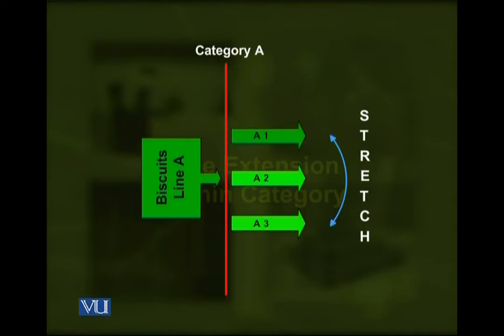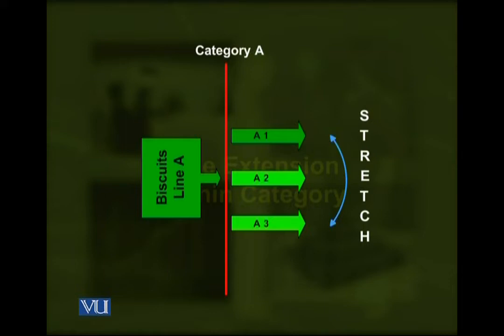This is a manufacturer of biscuits, hypothetically, and the product line he is dealing in is line A, because he is dealing in just one product to begin with. But with the passage of time, he is getting into other flavors and other tastes and maybe other sizes. So he has A1, that's where he started, and he now has introduced A2, and then he has introduced A3.